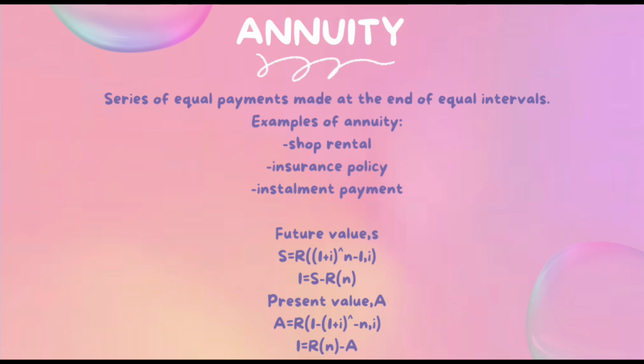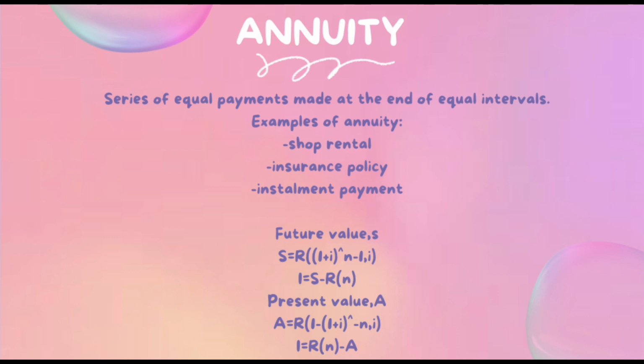Let's move on to annuity. An annuity is a series of equal payments made at the end of equal intervals. Examples of annuity are shop rental, insurance policy, and installment payment. There are two formulas for annuity, which are for savings and loan.